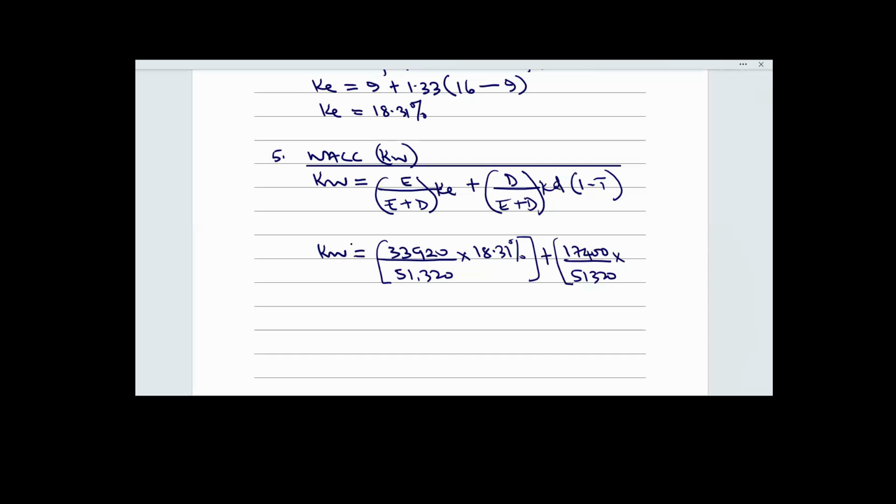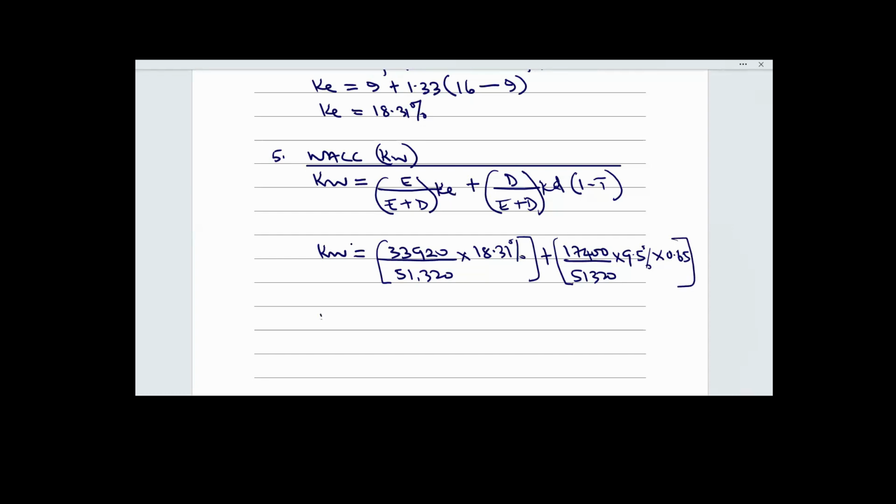The Kd: the examiner told us that corporate debt is assumed to be almost risk-free and is available to Kilimanjaro at 0.5% above the treasury rate, which is currently at 9%. So 9 plus 0.5 is 9.5. So here is 9.5%. Then multiply by 1 minus tax. 1 minus tax is 0.65.